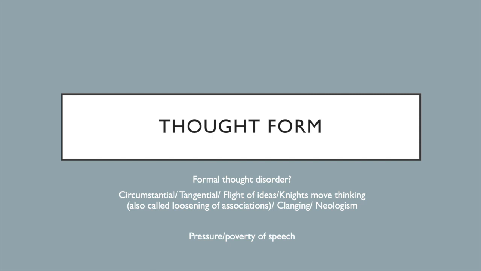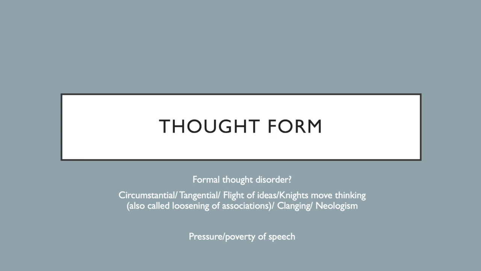As opposed to that is something we would call loosening of associations, or knight's move thinking, or even derailment. And this is more associated with schizophrenia. Loosening of associations is the best way of thinking about it, because that's exactly what's happening. Instead of being able to see how the patient got from A to B, you just can't understand how they got from one to the other. There isn't really a connection between the thing they just said and the next thing they say.